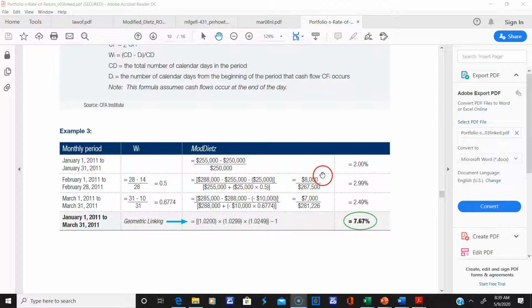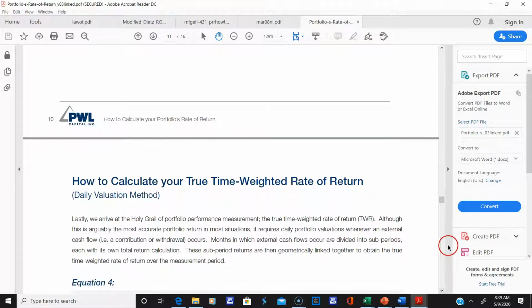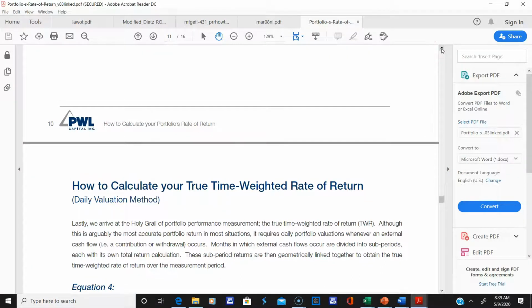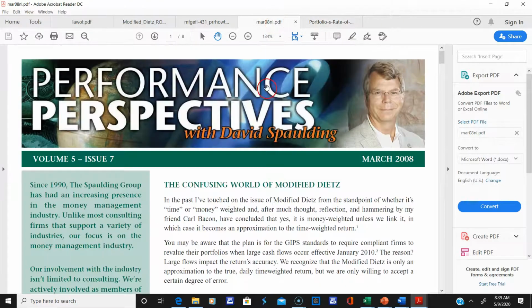Okay, as shown here, you take these three numbers and use a geometric link, which is you just add 1 to each number. Notice how they're adding 1 to each return, and you subtract 1, and this gives you a modified Dietz from January 1st to March 31st of 7.67%. Again, that's an estimate. Okay, so I just wanted to make everyone clear of that. So there's other calculations in this form, which we'll go over in time. But again, let me show you some other documents.